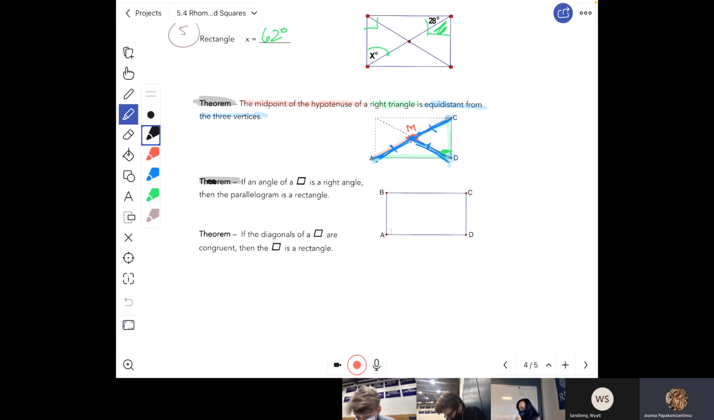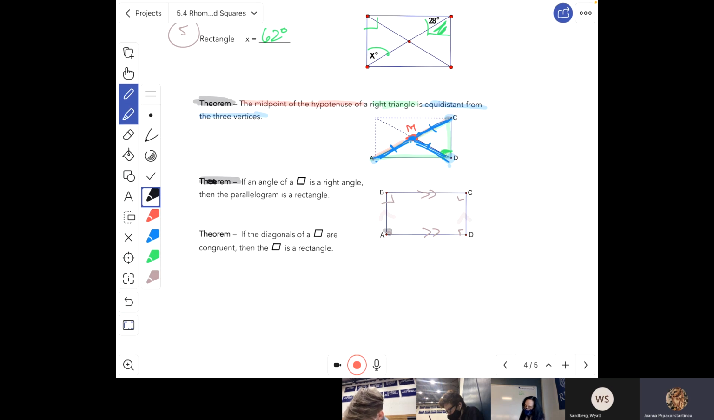Okay, let's look at another theorem. If an angle of a parallelogram, so that's the symbol for the parallelogram, is a right angle, then the parallelogram is a rectangle. And we know that because the opposite pairs are parallel. This would be a transversal passing through these two parallel lines. So we could show that these are all right angles.